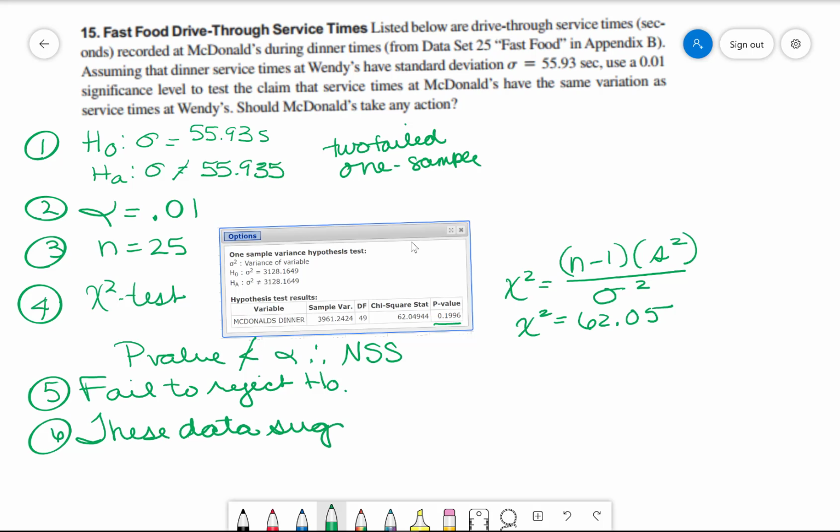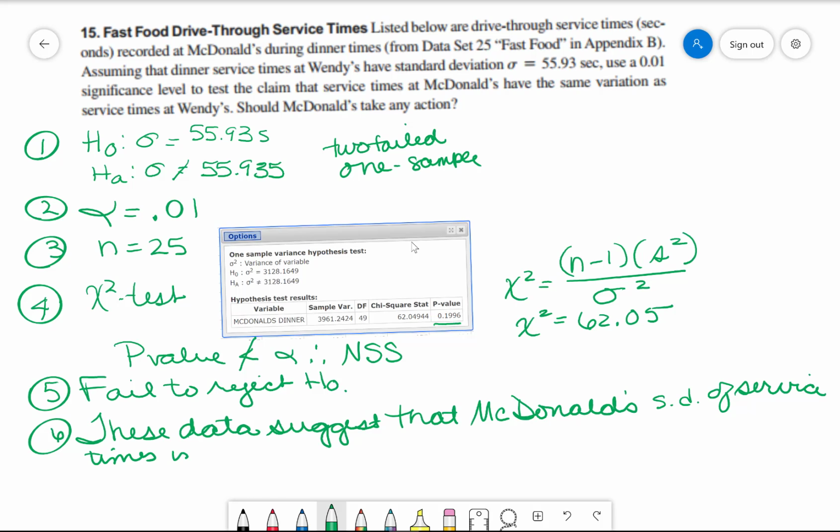So step 6 is these data suggest that McDonald's standard deviation of service times is not different from Wendy's.